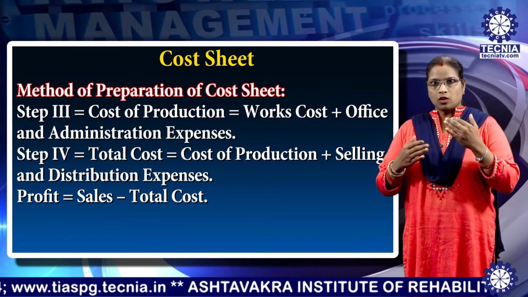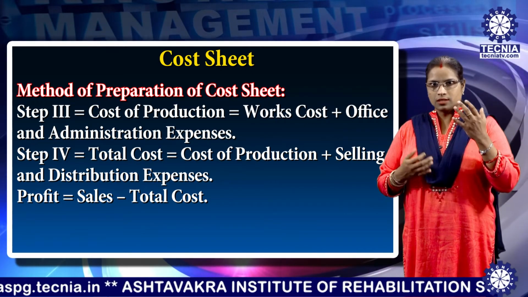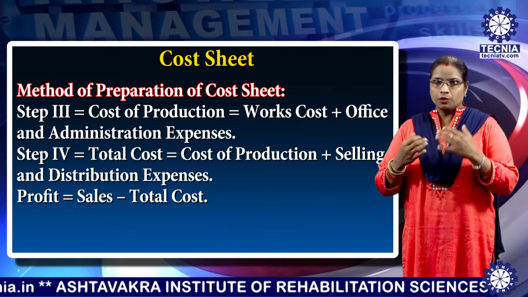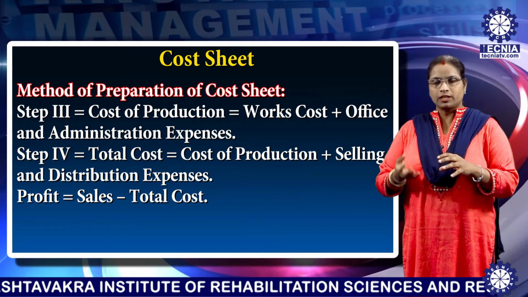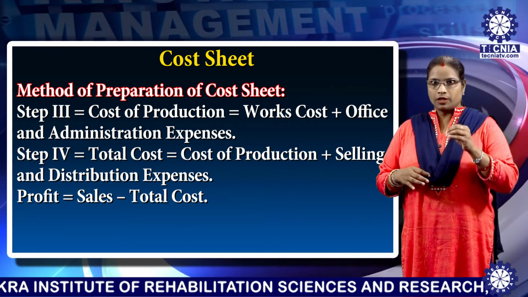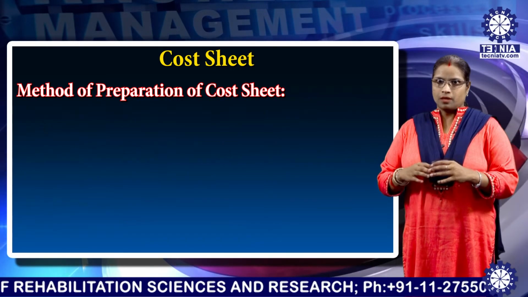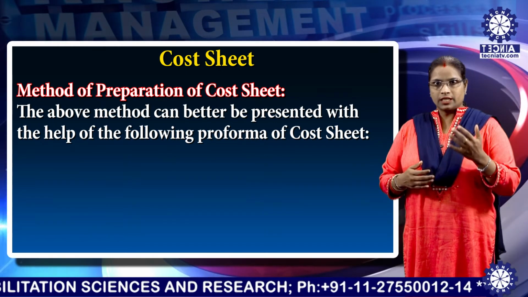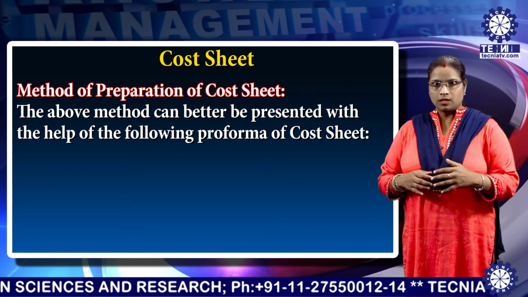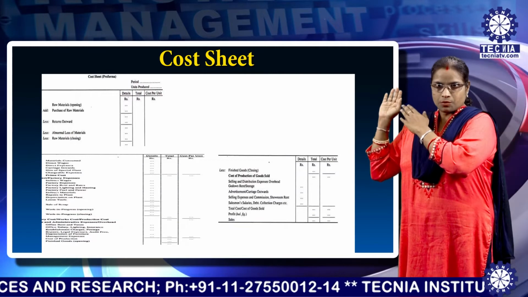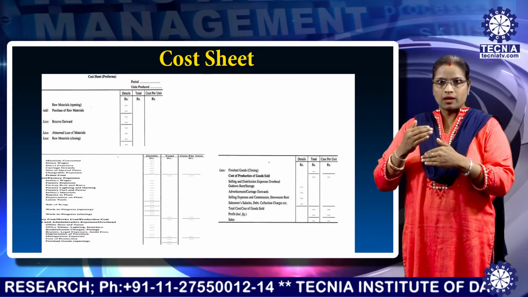As you know, the cost sheet is prepared to know the total cost incurred, the cost per unit incurred in production, and the profit that is earned from each unit of product. So, profit equals sales minus total cost of product. The above method can be better presented with the help of the following format of the cost sheet. As for the format, I am going to discuss it one by one.